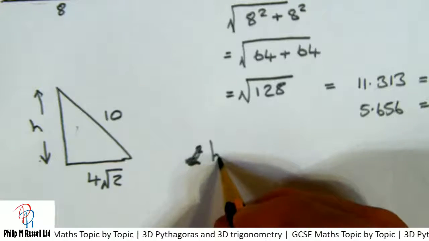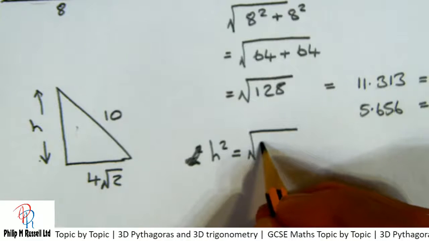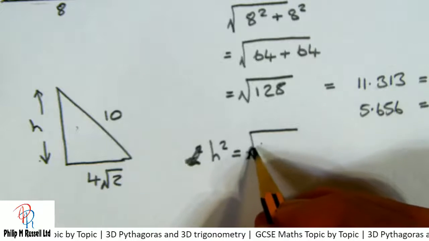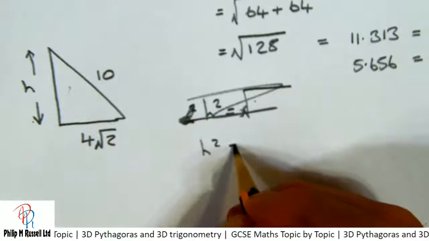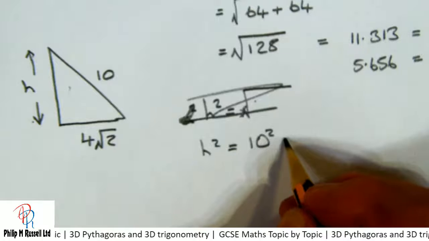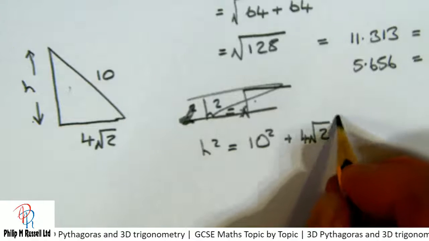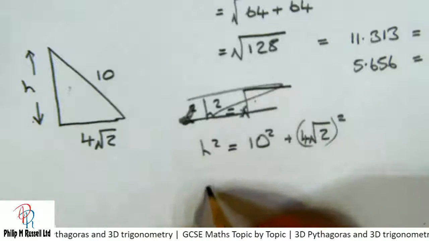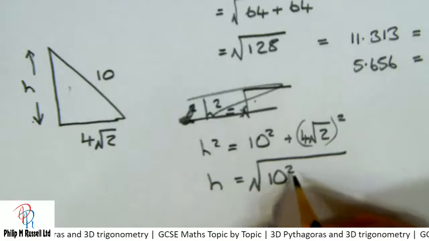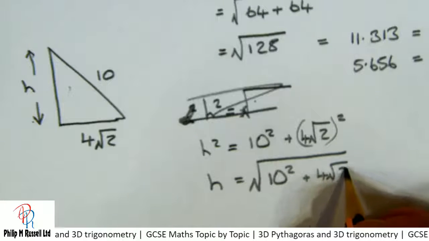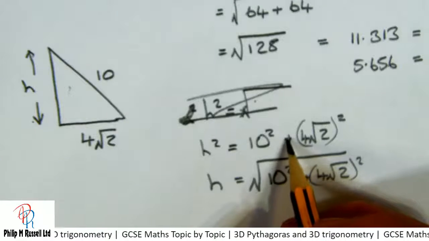Let's do that. H squared is going to be, I made a mess there, let's start again. H squared is going to be 10 squared plus 4 root 2 squared. And to work out h, it's going to be the square root of 10 squared plus 4 root 2 all squared. Is it? No, it's going to be take away.